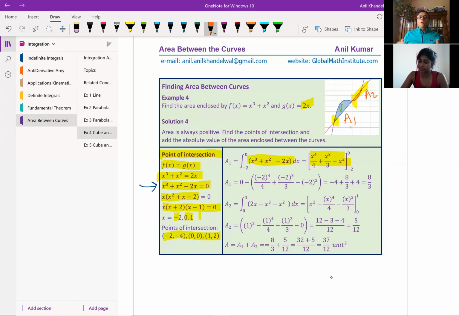And definitely, we will need to have an absolute value of this area because it is going to give us a negative value. It is important to write the absolute value. Area is always positive, correct? So don't think much. Makes sense.